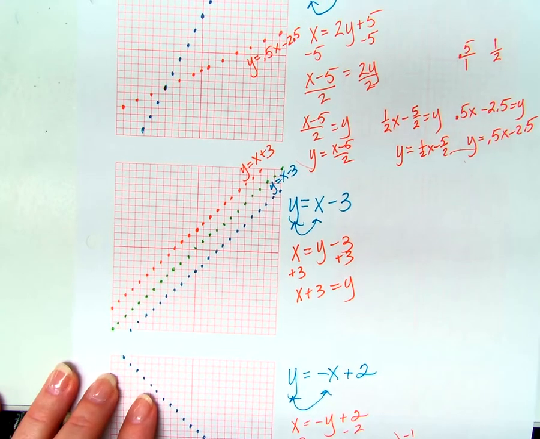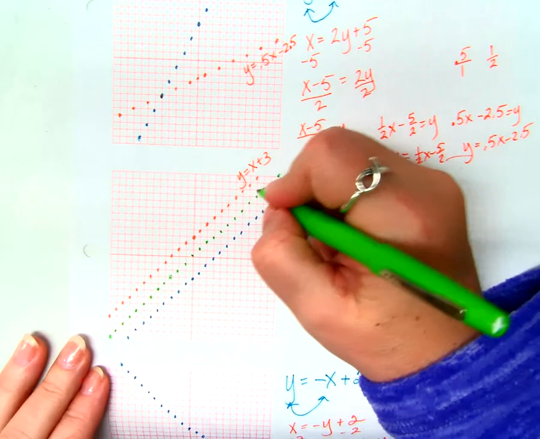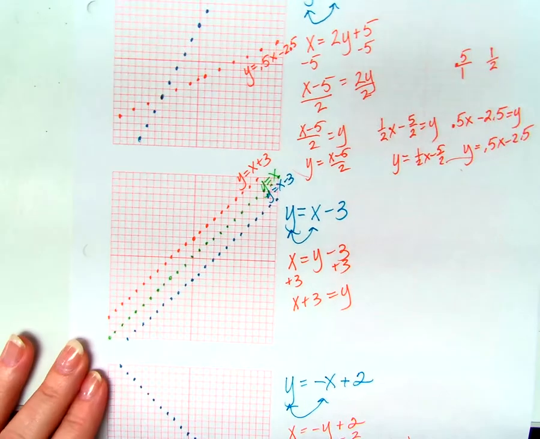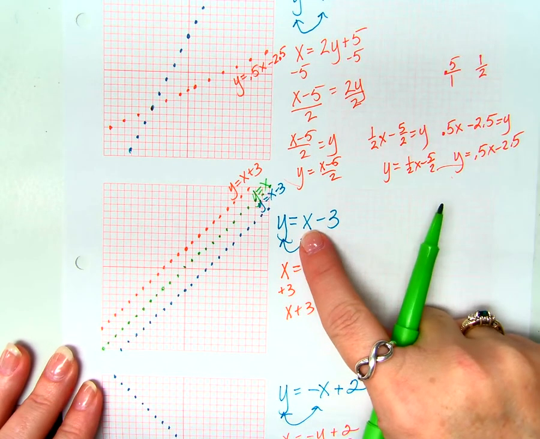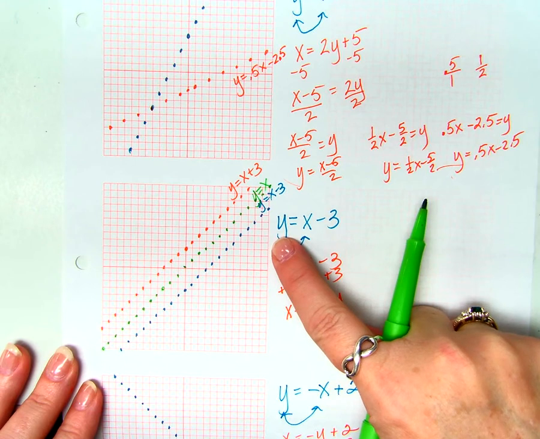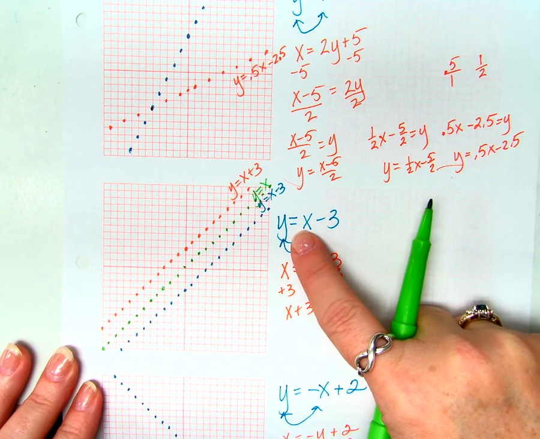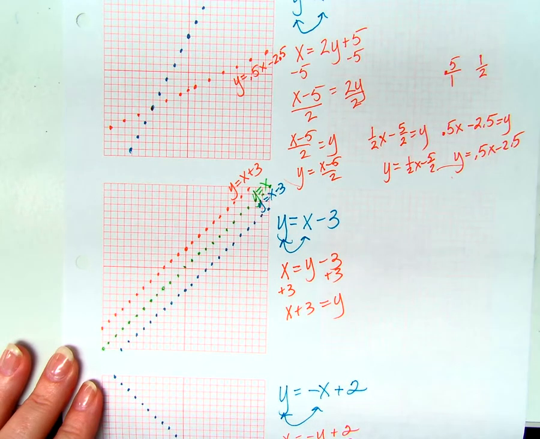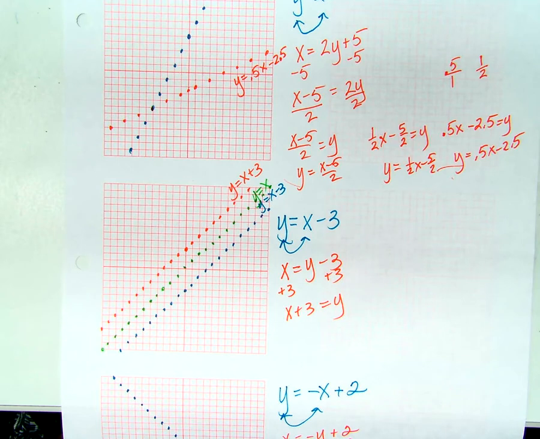Y equals x? Is that important? Yeah, the answer is yes. Okay. Y equals x. What did we just do here to find the inverse? We made y equal x. And we made x equal y. That's why it reflects over the line y equals x.